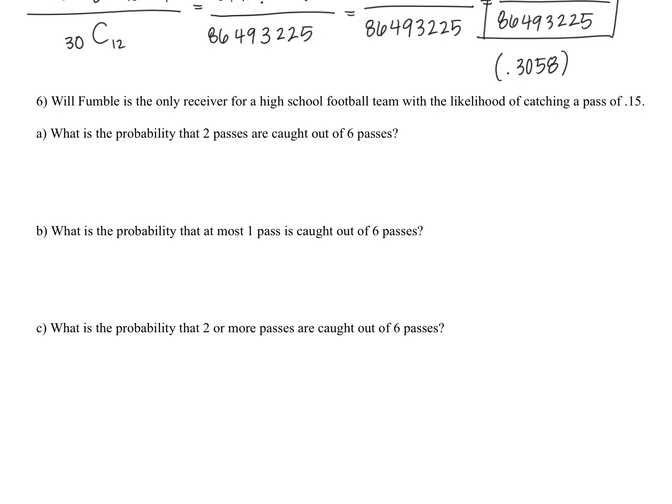So we have Will fumbles, the only receiver for a high school football team with a likelihood of catching a pass of 0.15. The first question says, what is the probability that 2 passes are caught out of 6 passes? So this is an example of binomial. If you are trying to figure out the difference, the biggest thing is going to be, are you given an n? If you're not given an n, then it's not going to be binomial. It's going to be geometric. If you're given an n, it's binomial. So that's the biggest thing you want to pay attention to.